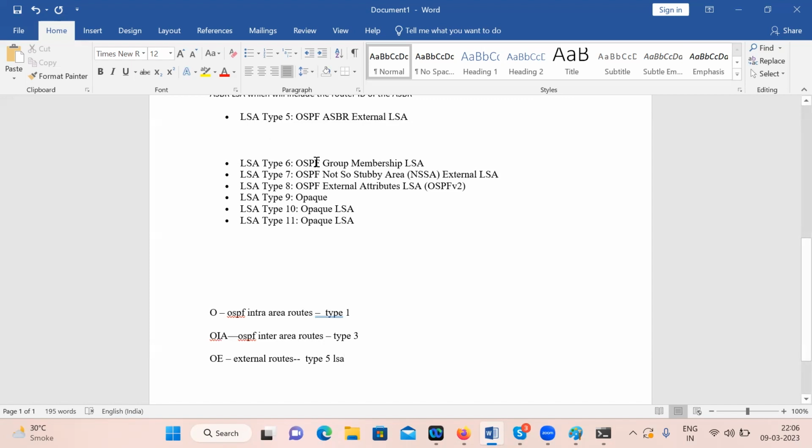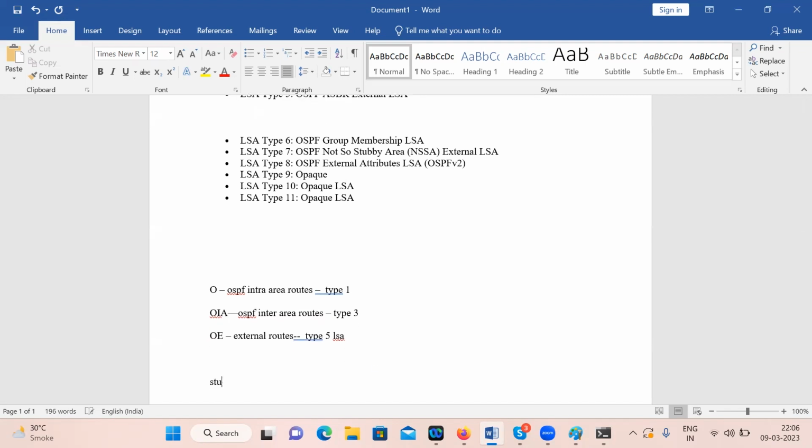Type 6 LSA, OSPF a different value, that we never deal with. Type 7, OSPF not-so-stubby area. Okay, there are some special areas, which are what? Stub.